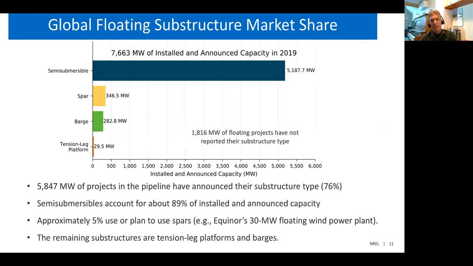Of those projects, of the ones that are announcing what they're doing, this shows you the types of substructures. Going back to that very first slide that I showed you, the semi-submersible is by far the most popular, most common, most proposed type of substructure. We think that's because it's the easiest to deploy from a standard port facility. But there are many hybrid versions of that semi-submersible, and there are some that we're looking at that have both the capabilities of the semi-submersible and the smaller footprints of the tension leg platform. These are concepts that still need to be adapted, and I'll talk a little bit more about that. But next slide, please.